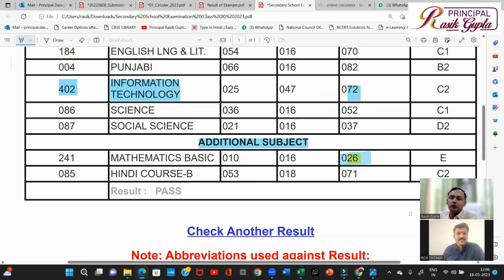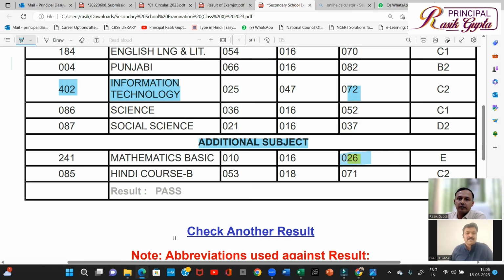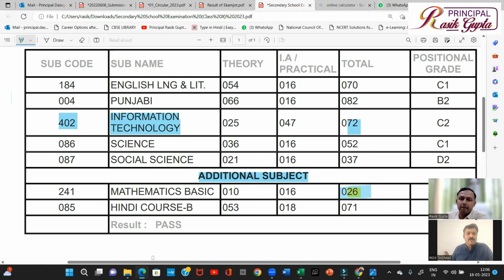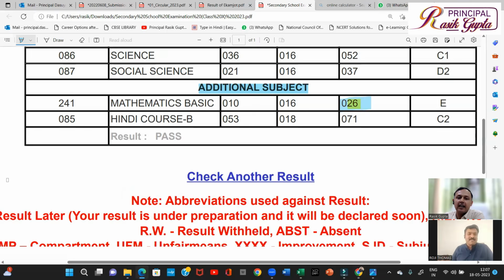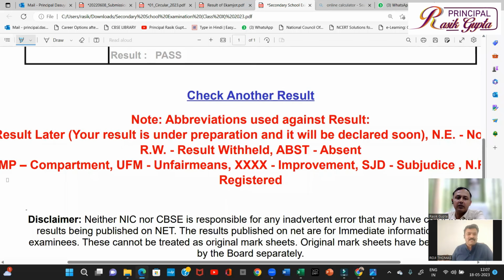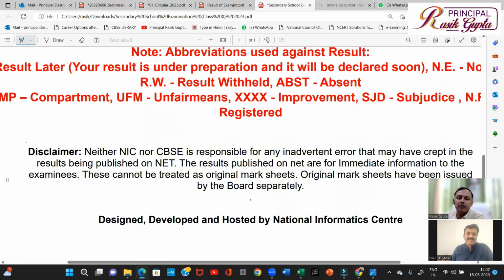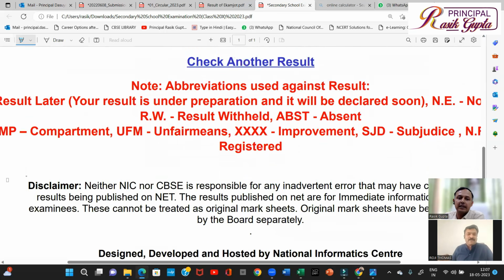Actually, this document is the DMC issued by CBSE. It's not just a table. Can you zoom out and show it without me? I didn't want to show the particulars of the student. This DMC, this detailed mark list, is downloaded from the CBSE website. It can be verified from the bottom also. This is CBSE issued.